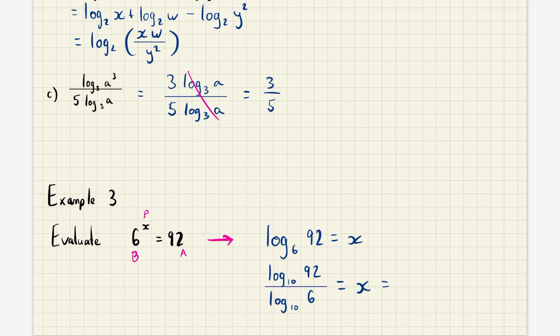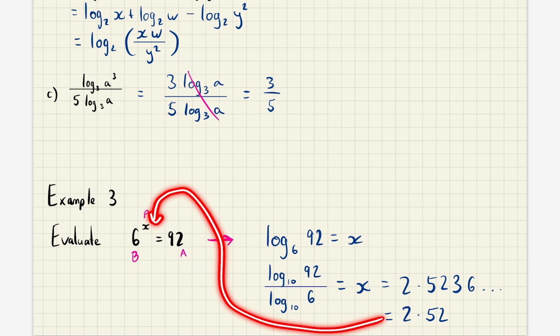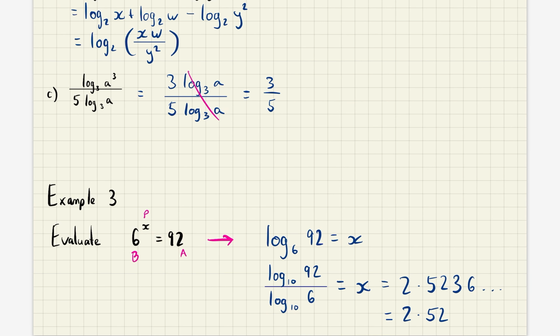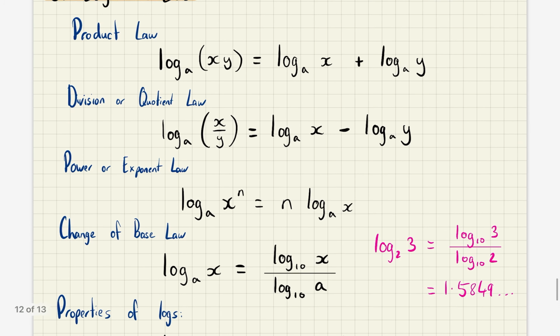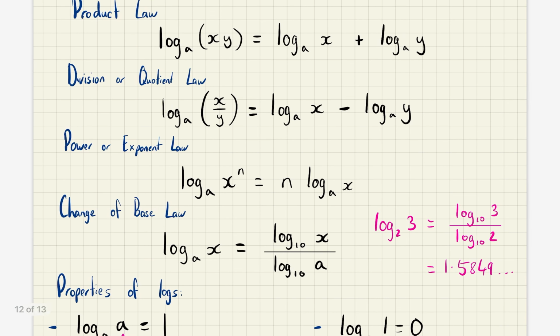Log 92 over log 6 is equal to 2.5236 and so on. So I'm just going to write it to 2 decimal places. And you can test that by putting it back into here. If you check 6 to the power of 2.52 and then go a couple more decimal places, it should get pretty close to 92. And that is why we use this. That's the whole reason. And the more skilled we are at using these laws, the easier it will be.